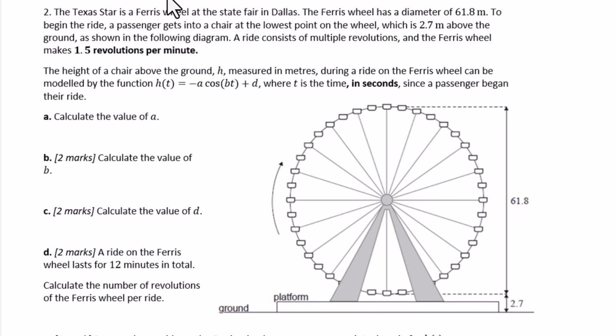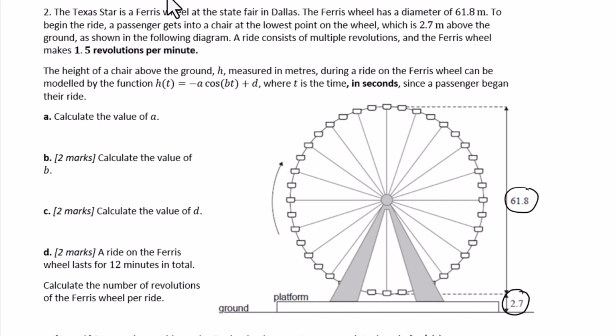Question 2. The Texas Star is a Ferris wheel at State Fair in Dallas. The Ferris wheel has a diameter of 61.8 meters. To begin the ride, a passenger gets into a chair at the lowest point on the wheel, which is 2.7 meters above the ground, as shown in the following diagram.